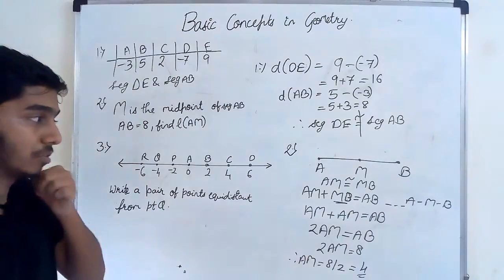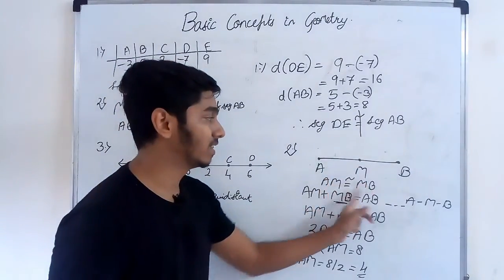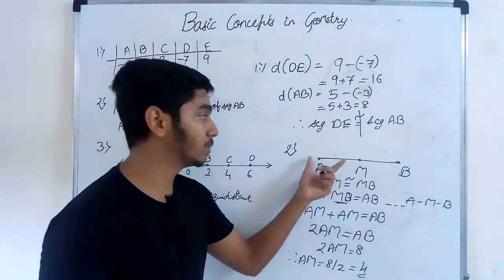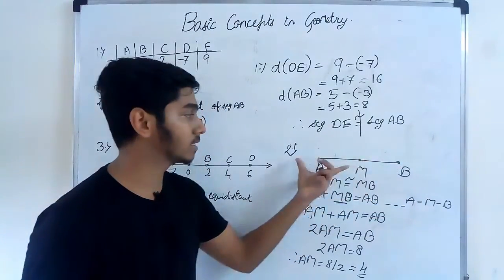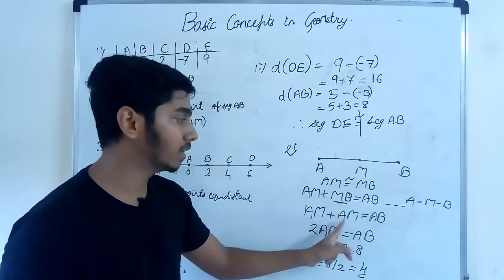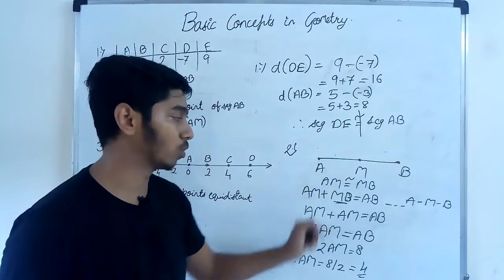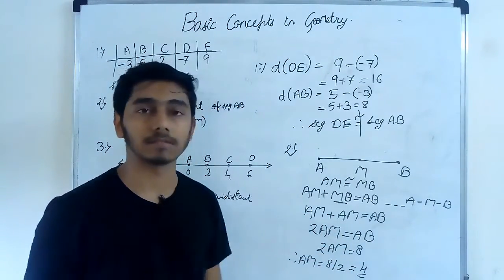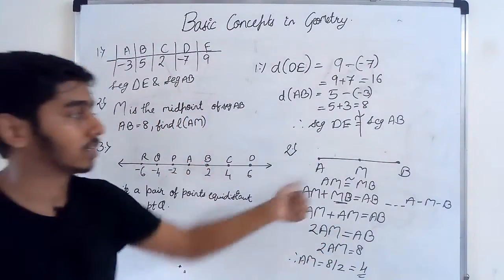Okay, I hope you understood. Because M is the midpoint, they are equal. Okay, and by betweenness we know that AM plus MB is equal to AB. So we replace MB with AM because they are congruent. Therefore add them, so you get the answer for AM. Okay, so that is this.